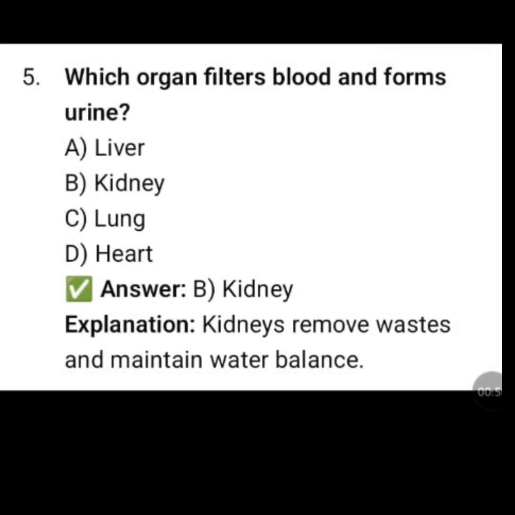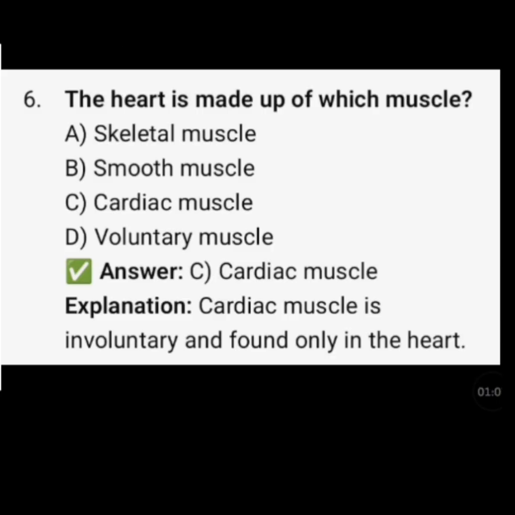Which organ filters blood and forms urine? Liver, kidney, lung, heart. The correct answer is option B, kidney. The kidney removes waste and maintains water balance.